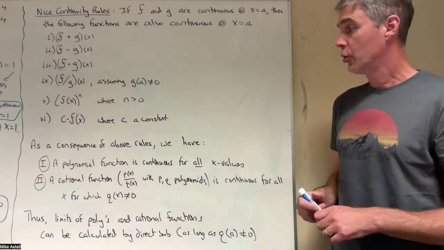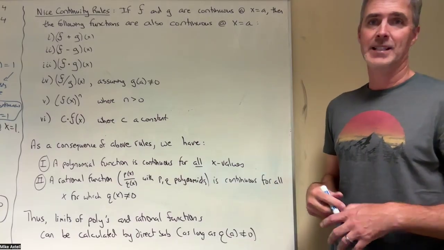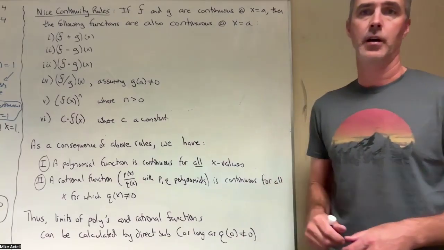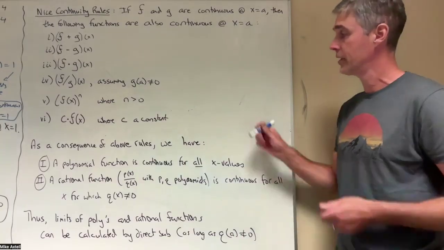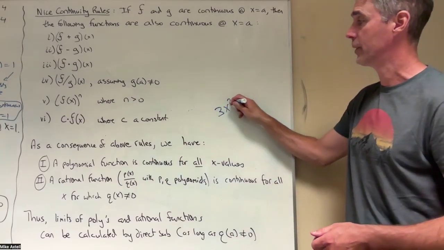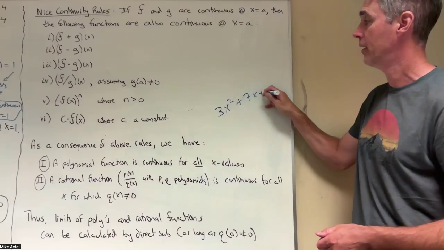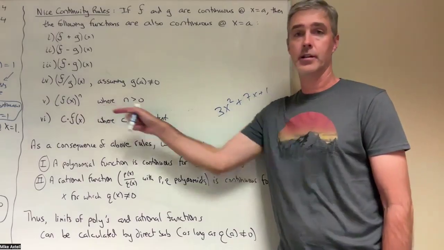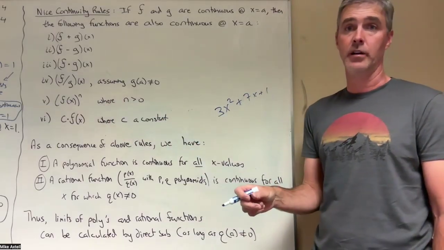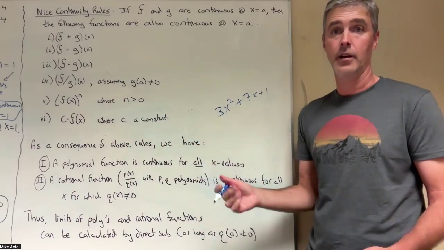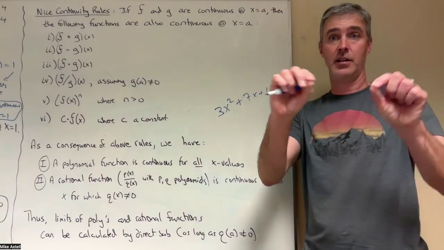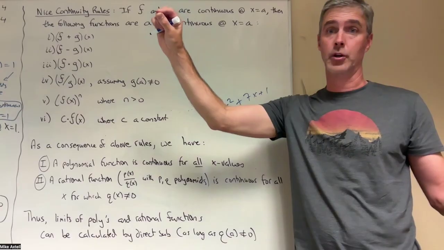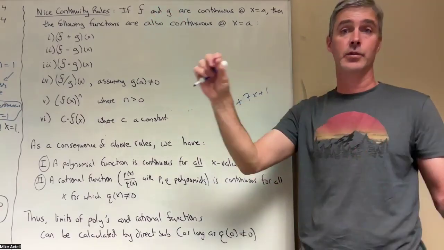All right, so that explains why we can immediately say that polynomial functions are continuous at all x values. A polynomial function is something like 3x squared plus 7x plus 1. You know, it's built from the function x squared. As long as I know x is continuous at 1, I know x squared is continuous at 1. And x is just a line of slope 1. It has no holes or breaks or asymptotes anywhere. So we know it's continuous everywhere.